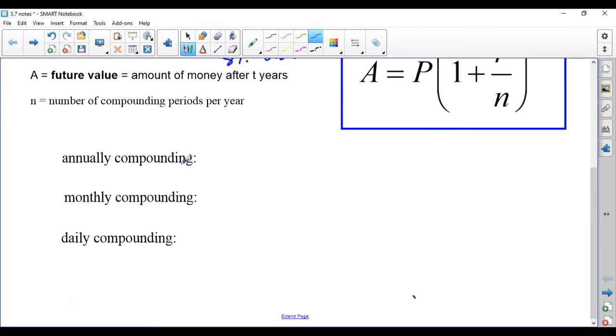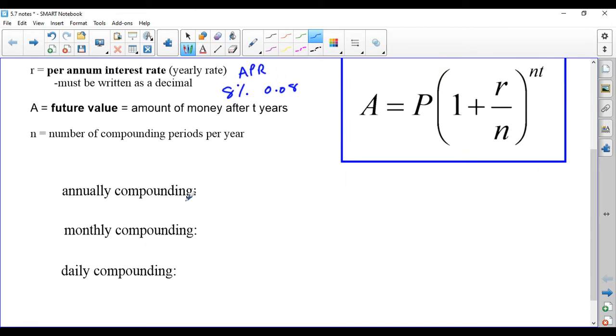For example, if we are annually compounding, we can simplify this formula a bit because annually compounding means 1 time per year, the n is 1. So the formula would say future value equals the principal times 1 plus the rate divided by 1, or just 1 plus the rate, raised to the 1 times t. t has to be the number of years.